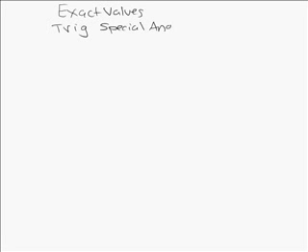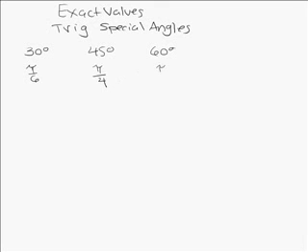Alright, in this lesson we're going to talk about finding the exact values for the trig special angles. As a quick review from previous lessons, the special trig angles are 30 degrees, 45 degrees, and 60 degrees. And in radians, that would be pi over 6, pi over 4, and pi over 3.